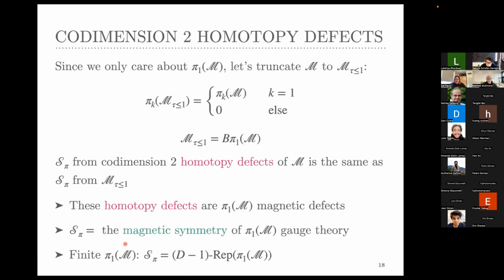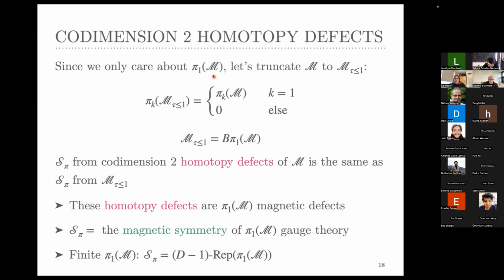So now let's graduate to a slightly more complicated example. We'll consider codimension 2 homotopy defects and ignore any of the other codimension homotopy defects. We'll just assume that they don't interact with pi 1 in any interesting way. But what's different about the last example is we'll consider general pi 1. So pi 1 could be non-abelian here. Of course, when pi 1 is abelian, it'll reduce to the last slide.